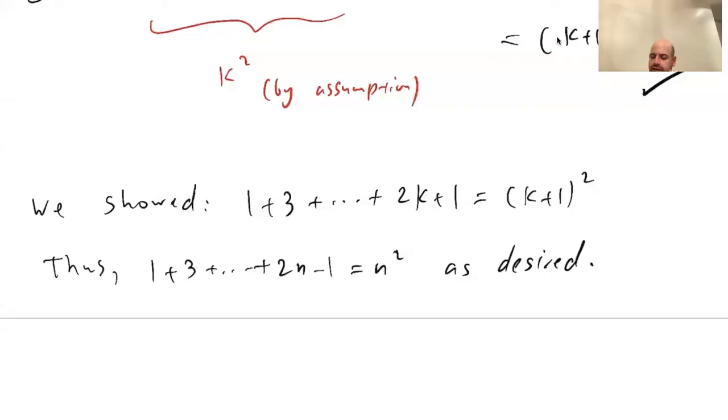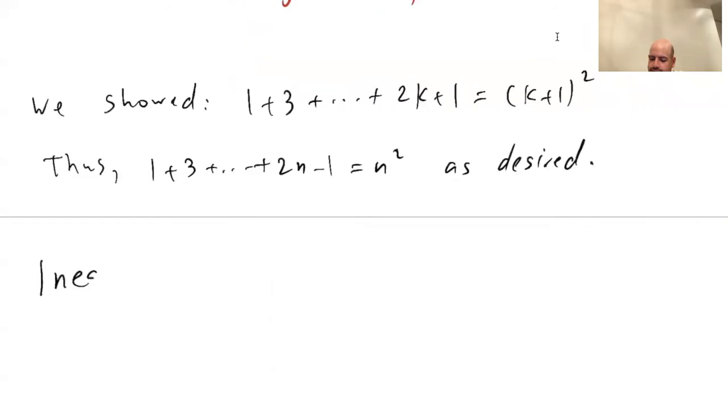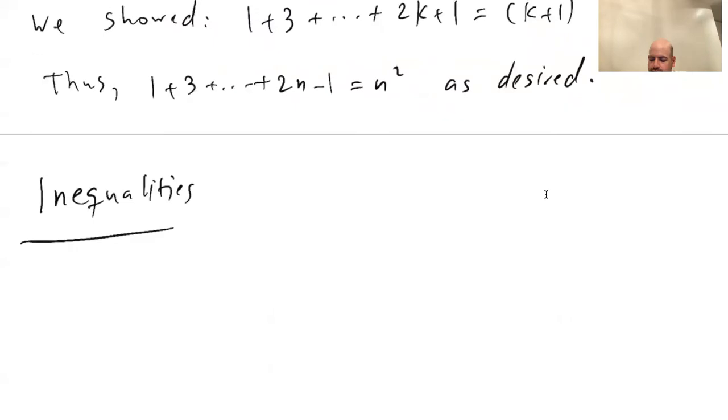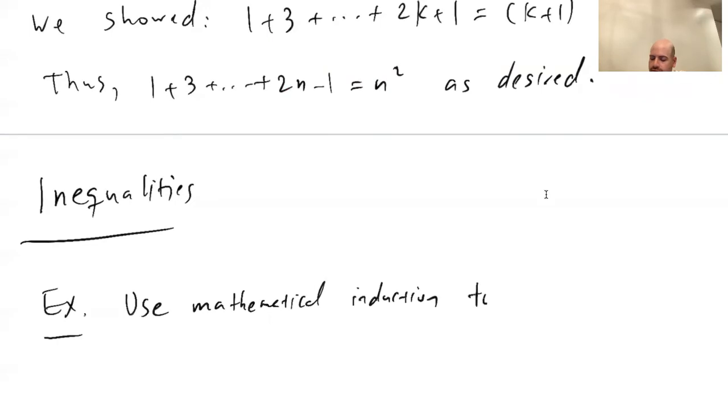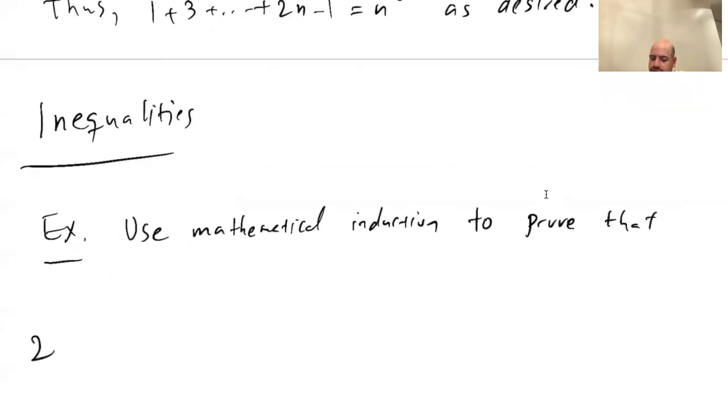Okay, let's look at some inequalities now. So example, use mathematical induction to prove that 2 to the power n is less than n factorial for every n bigger than or equal to 4.